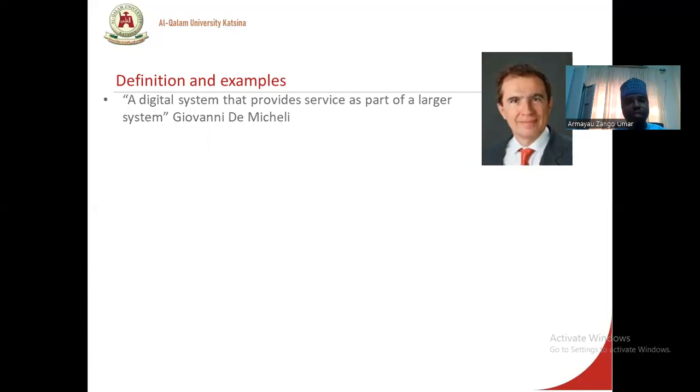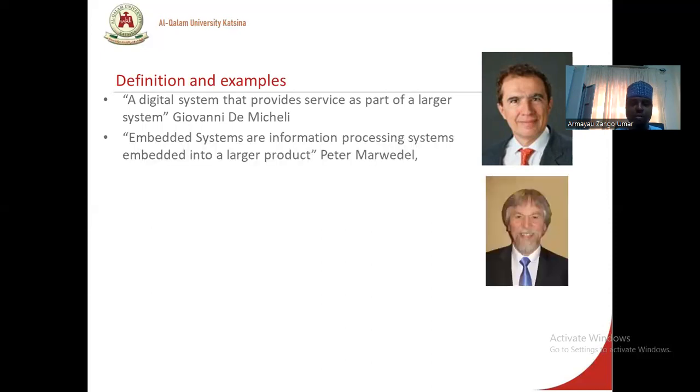We look at two definitions. The number one is from Giovanni Di Marcelli, who is an Italian electrical engineer, but with extensive experience in embedded system design and development. He defines an embedded system as a digital system that provides services as part of a larger system. Another definition is from Peter Maweda. He's also an embedded system researcher and an expert. He defines embedded systems as information processing systems embedded into a larger product.